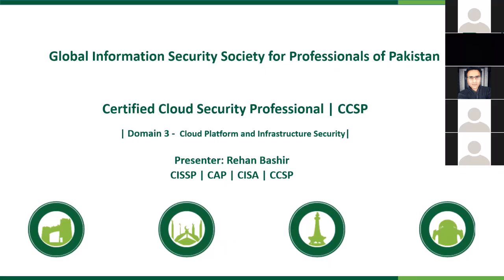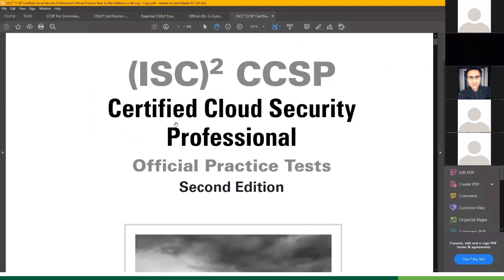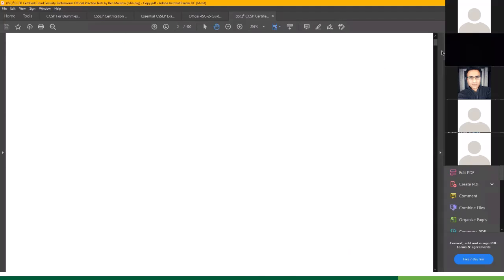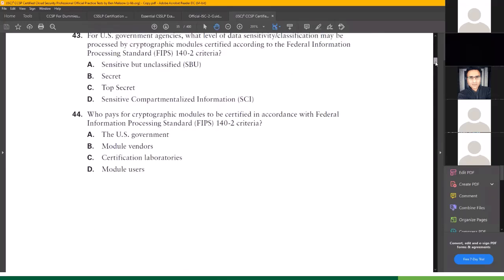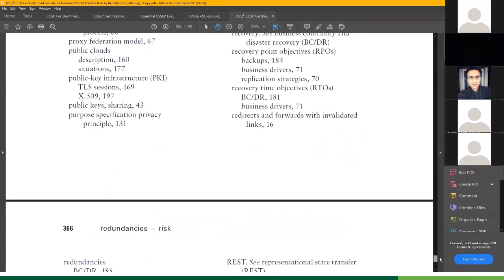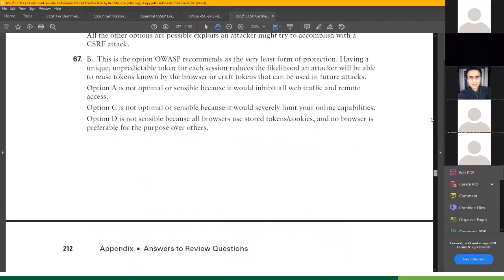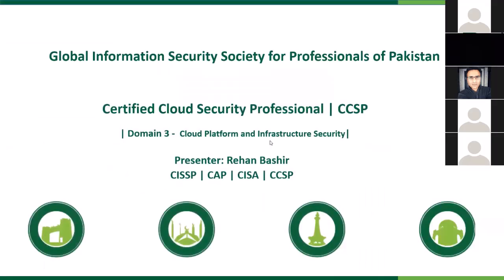Okay, this is the one I was talking about. It's called Certified Cloud Security Professional Official Practice Tests. This is a book which has questions for each and every domain, and you can practice it. At the end, we have answers, and an explanation of each and every answer. I've practiced just this book for my exam, and it's an excellent source.